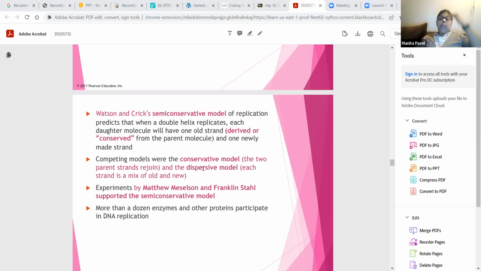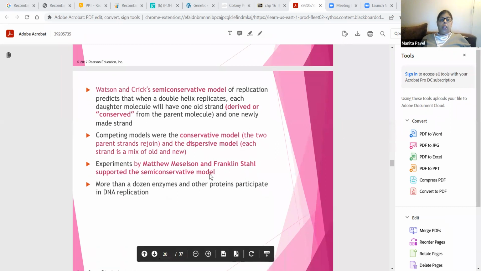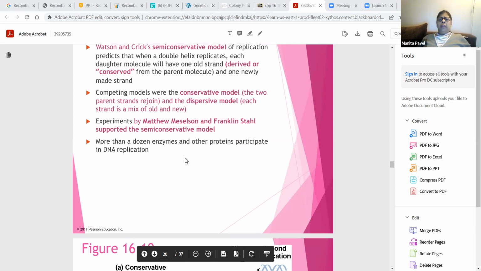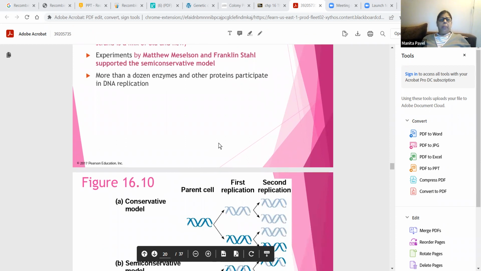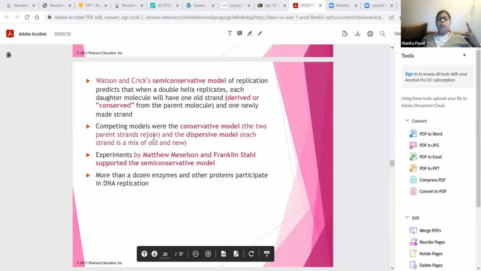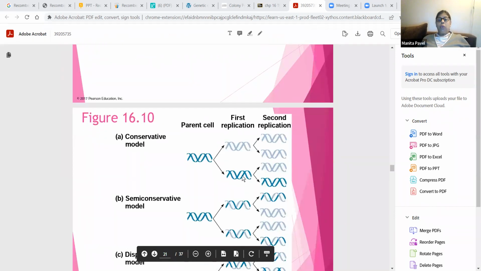And dispersive is when each strand is a mix of old and new. So experiments by Meselson and Stahl supported the semi-conservative model. And more than a dozen enzymes and other proteins will participate in that replication. So we see in the conservative model, as we have just said, the two parent strands are going to rejoin. So you have the original makes a copy, and these two parent strands will rejoin.